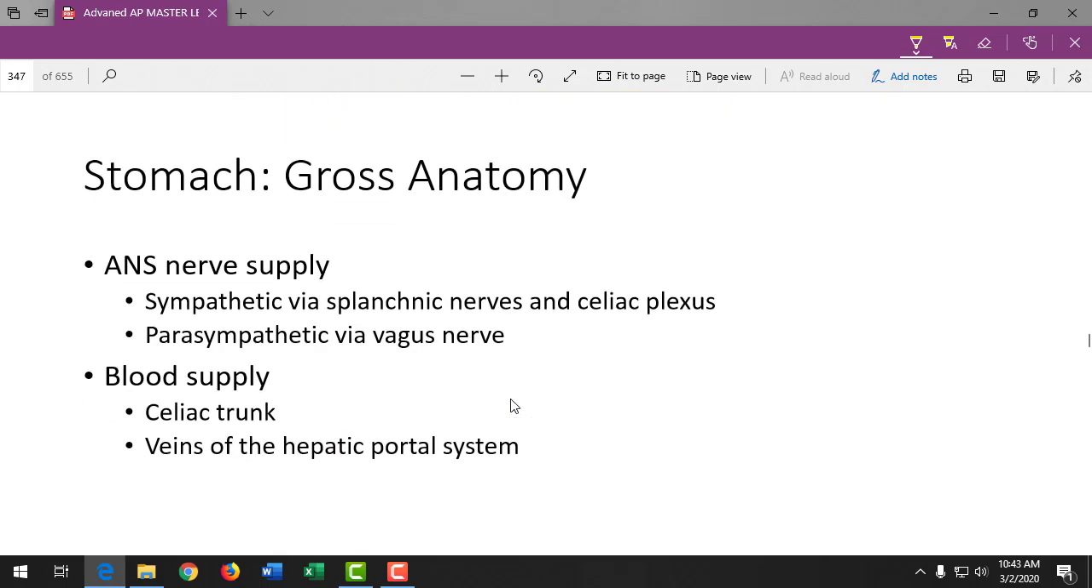So what do we have in the stomach? We have sympathetic neurons and parasympathetic neurons. Sympathetic neurons are going to inhibit digestion and smooth muscle, right? And parasympathetic is going to stimulate smooth muscle contraction and digestion. So in order to digest well, we need to be relaxed.